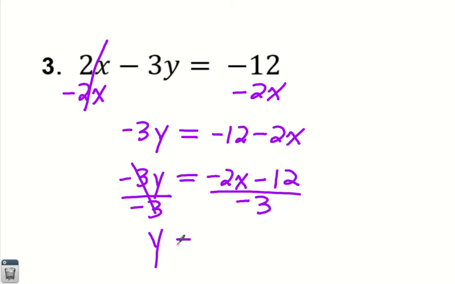Well, yeah, with the negatives, I can at least say that something negative divided by something negative is going to be positive. So that's really all I can do. So it's going to be positive 2 over 3x. Remember, don't forget the x. And then we also have to do negative 12 divided by negative 3, which is positive 4. And that's my final answer for that example.